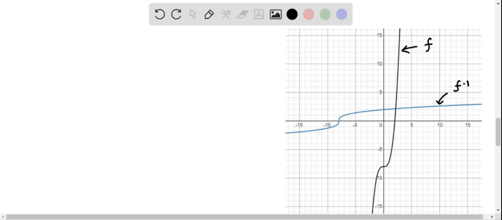You can clearly see that this is the y-intercept -8 and this is the x-intercept 2 for the graph of f, and this point is -8 for the x-intercept of f inverse, and this point is (0, 2), so the y-intercept is 2 over here. So this is how the graph of f and f inverse looks when we draw it on the graph.